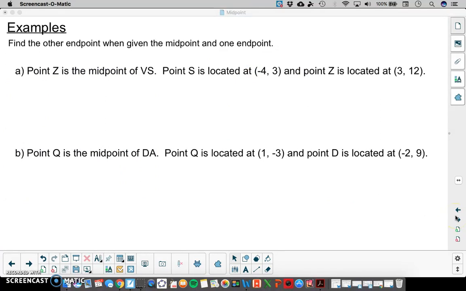These are two problems I want you to try on your own. You're given the midpoint and one end point, and I want you to find the other end point.